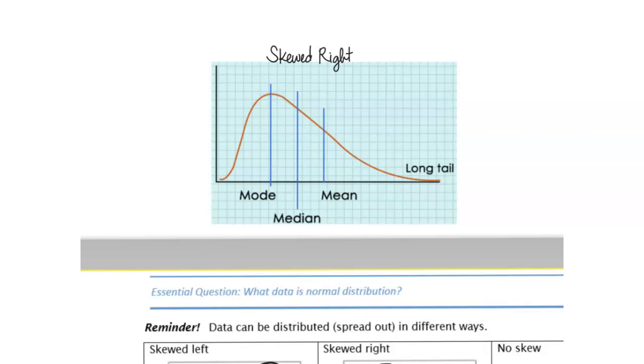All right, so let's look at skewed right. So going with the same theme, those tests. Hope you don't have a test this week, but if you do, I hope that you do well.